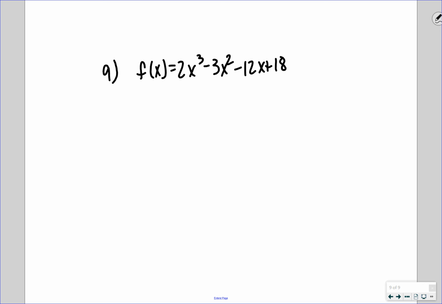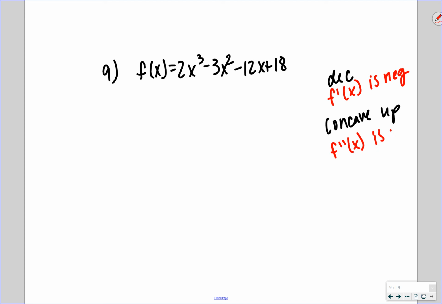Number 9. Let f be the function defined by 2x cubed minus 3x squared minus 12x plus 18. On which of the following intervals is f both decreasing and concave up? So decreasing, that is a first derivative characteristic. Concavity is a second derivative characteristic. First derivative is negative, is decreasing. Slope is negative. Second derivative, concavity, is positive.